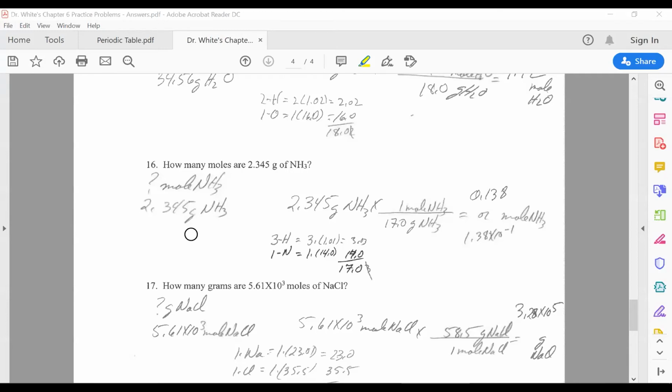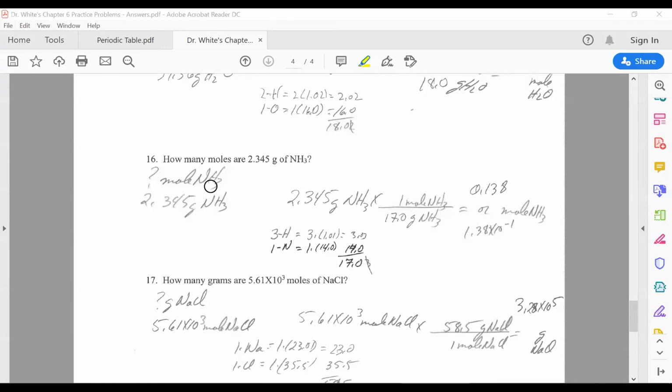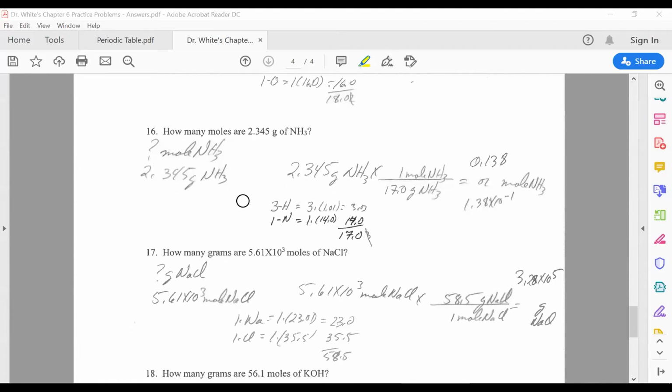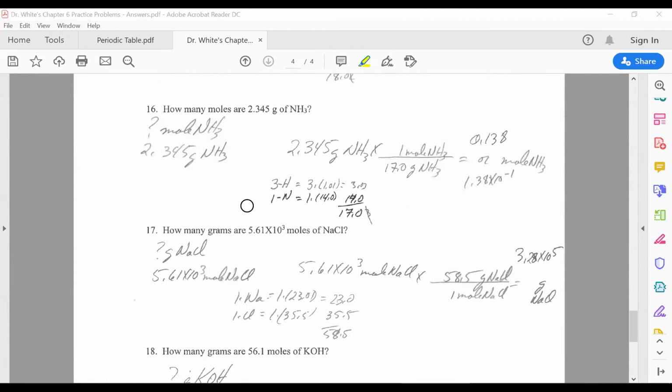All right, now, this was finding out how many moles are in a certain weight. Let's do number 17, which is how many grams are 5.61 times 10 to the third moles of sodium chloride.